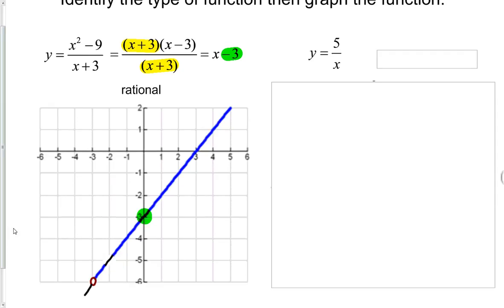Sorry about that, I caught a small mistake here. At x equals negative 3, we see that the value of y is undefined, so we put a hole there, and otherwise the line continues to the left and to the right like normal.